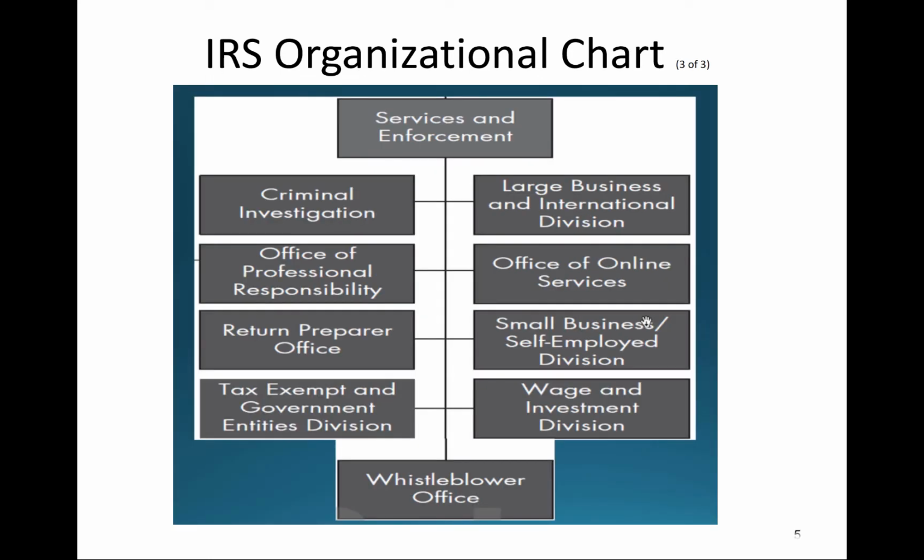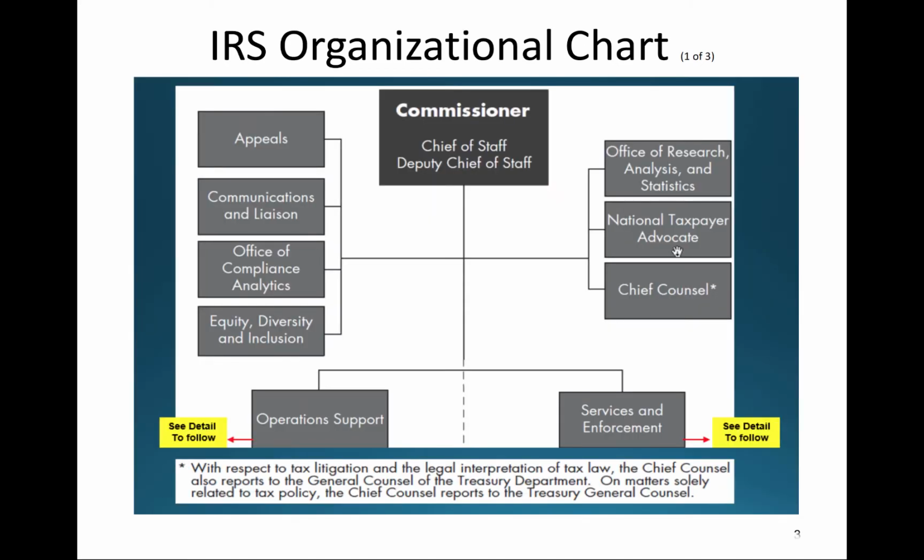The services and enforcement section of the IRS is where we find all the different divisions when we think of the IRS. The agents, the collections officers. These are all within the services and enforcement. And it's broken into different groups: criminal investigation, Office of Professional Responsibility, Return Preparer Office, the Tax Exempt and Government Entities Division, Large Business International Division, Office of Online Services, Small Business and Self-Employed, Wage and Investment Division, and Whistleblower Office. Another division going back is the National Taxpayer Advocate. That's something I'm going to discuss in a bit because that is very important.